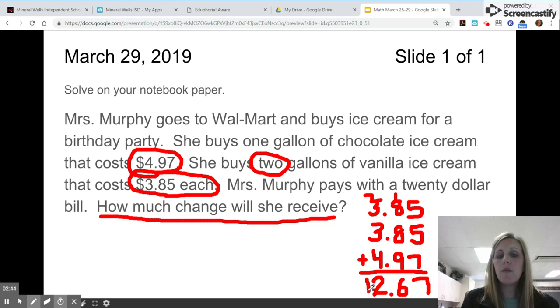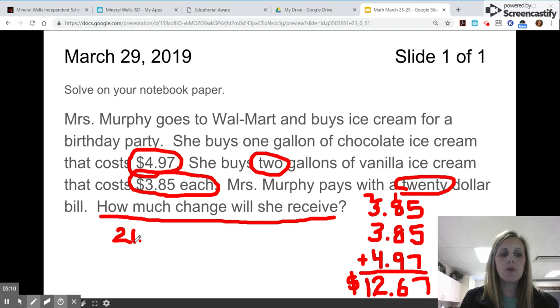So I know Miss Murphy spends $12.67 on the ice cream. But that's not what my question asks. My question says, how much change will she receive? Well, she paid with a $20 bill. $20. How do I write 20 in standard form?